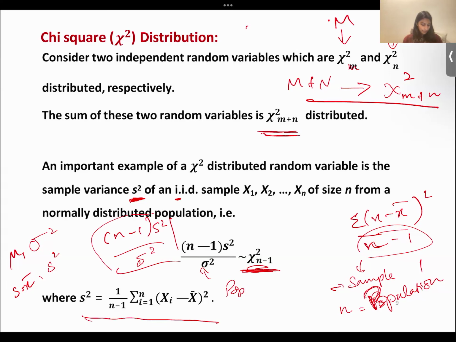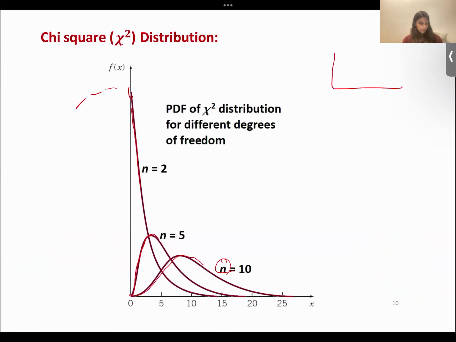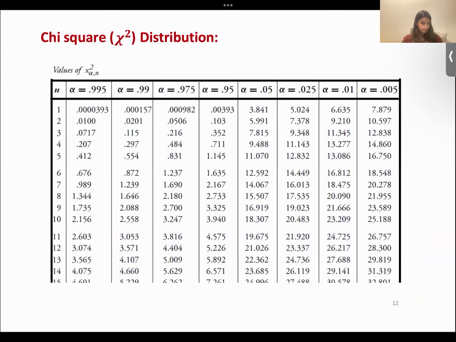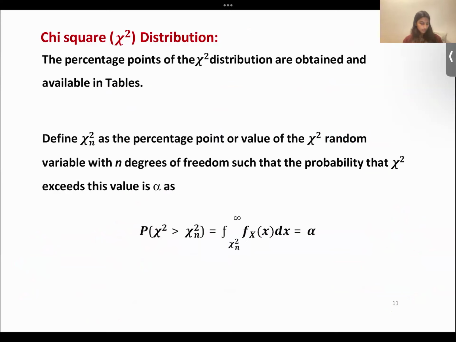Now, as we just saw here, the summation of x minus x bar the whole square divided by n minus 1 is your s square. That's how you compute this. And now we're coming to the probabilities, the PDFs, the areas. This is given by the probability of chi-square greater than a given value, chi-square n. This area would be equal to alpha.